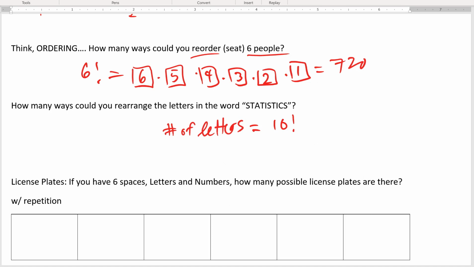That is not our answer this time, though. You're like, well, why not? Well, I'm going to argue that 3 of these letters right here, if I rearrange them, would not make a difference. If I put those in different places, it still says the same thing. So what we have to do is take the number of letters, factorial, and divide it by any letters that repeat.